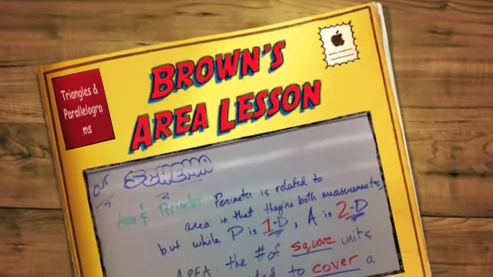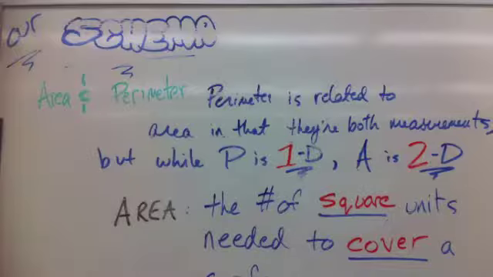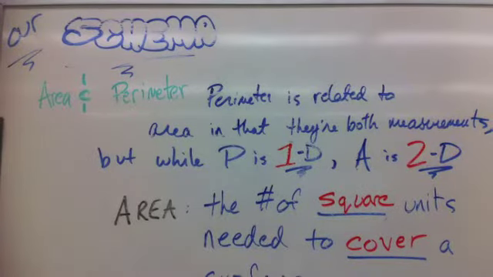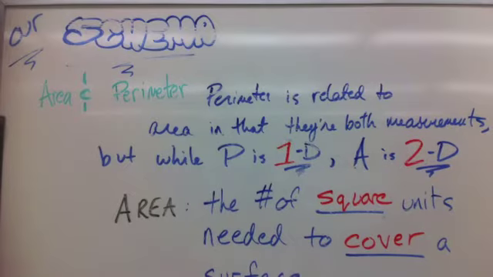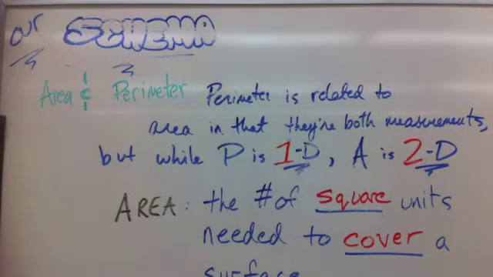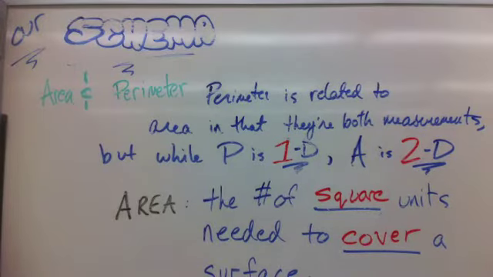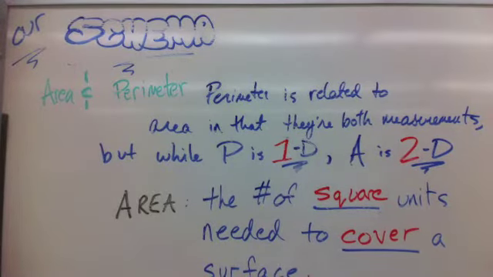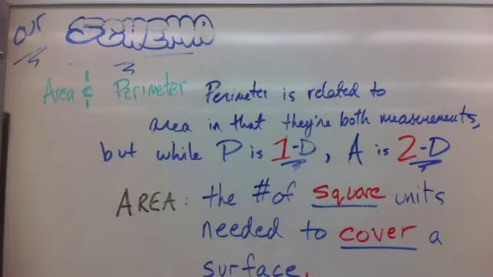Parallelograms area lesson, triangles and parallelograms. We'll start with the schema we should have from previous grades. Number one, while area and perimeter are both measurements, perimeter is one-dimensional, simply a length, and area is 2D. The definition of area is the number of square units needed to cover a surface, and therefore it is measured in units squared.